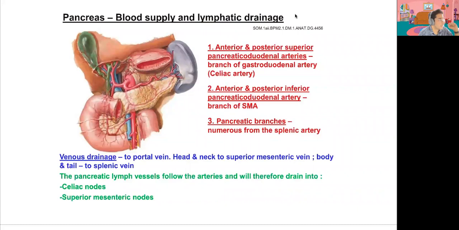Any other pancreatic stuff? Yes, anterior, posterior, superior pancreaticoduodenal arteries. There it is. That's what I was looking for. Branches of the gastroduodenal artery, right? It's coming off of the celiac artery. Now, remember, it's dual blood supply. Anterior and posterior inferior pancreaticoduodenal arteries are coming from the SMA, and the pancreatic branches are coming from the splenic artery.